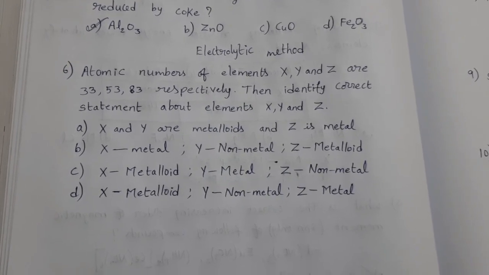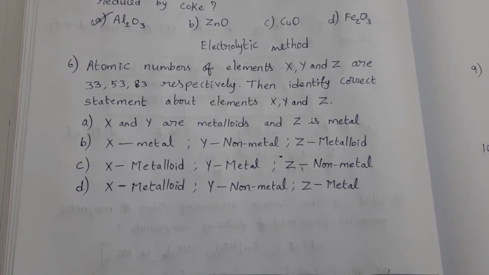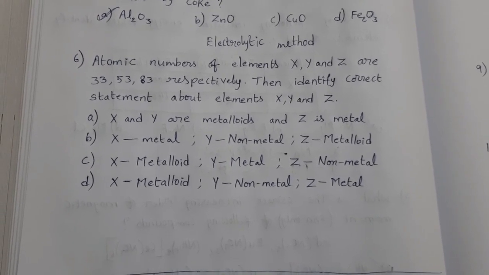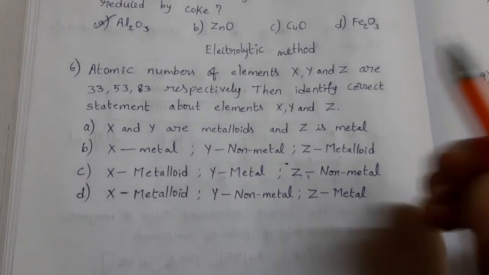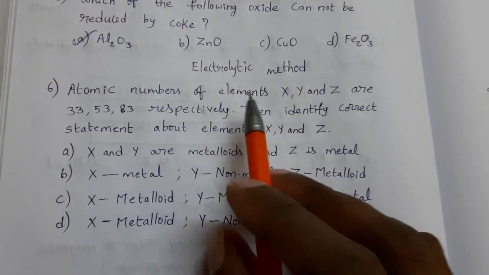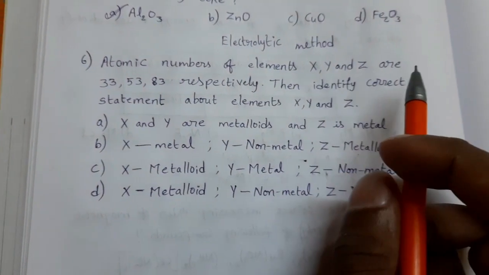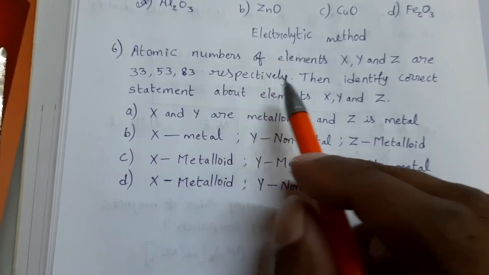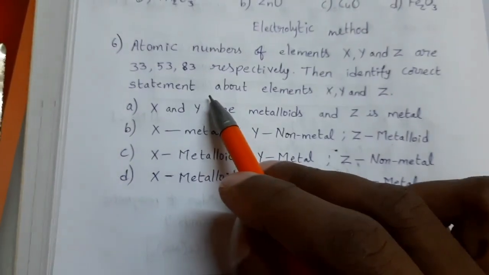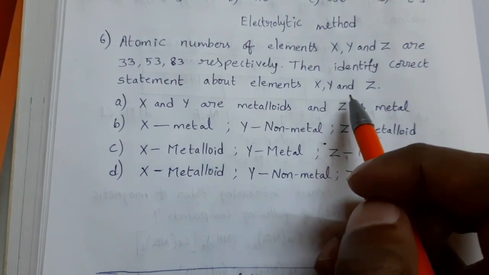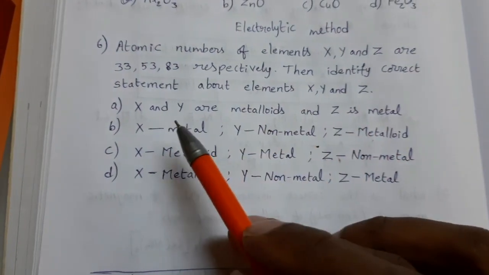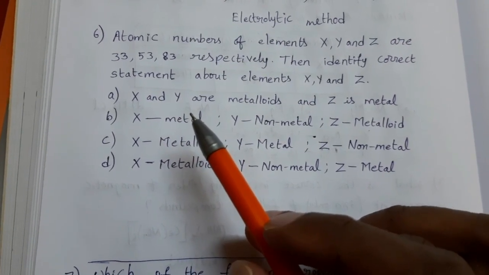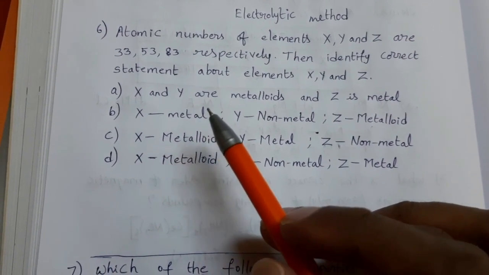In last class, we completed some of the questions related to the IIT JEE exam, March 16th afternoon shift. Now see the next question. Atomic numbers of elements X, Y and Z are 33, 53, 83 respectively. Then identify the correct statement about elements X, Y and Z. So atomic numbers are given, we should identify their type of element, whether they are metal, non-metal or metalloid.